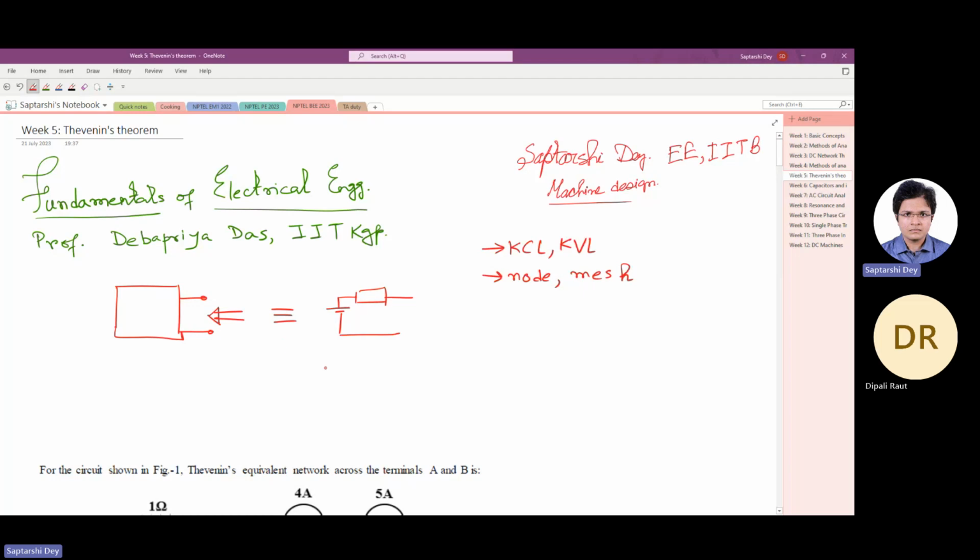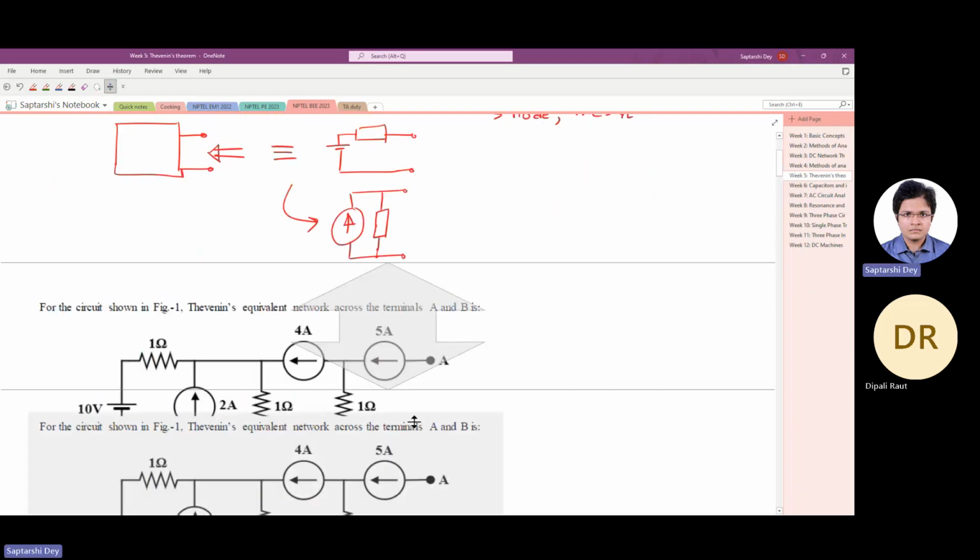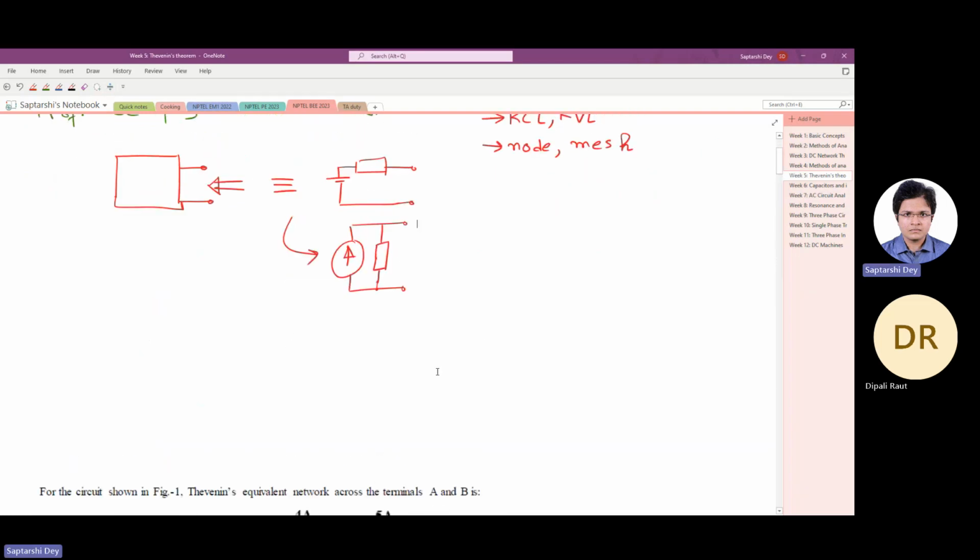Sometimes this thing is also depicted as one independent current source in parallel to one impedance. So basically, the first one is called Thevenin's theorem. Second one is called Norton's theorem. It's basically the same thing, like this.